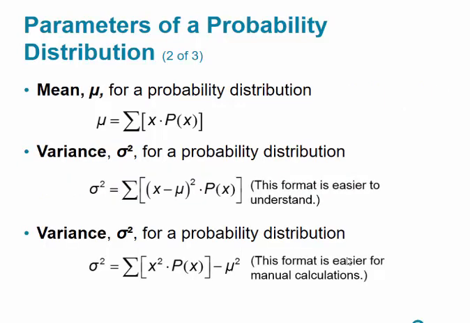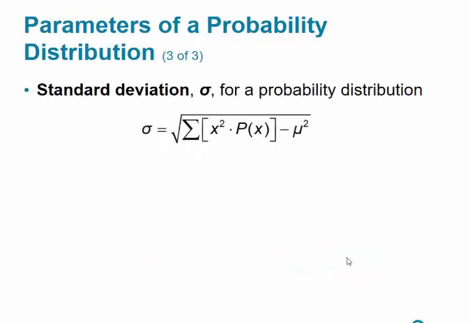So the mean, mu, for the probability distribution is the summation of x times p of x. So it's the sum of the product of x times the probability of that particular outcome. The variance, sigma squared, for a probability distribution: there are two formulas. I prefer to use the third one, which is the summation of x squared times p of x minus mu squared. And then the standard deviation sigma is simply the square root of the variance.